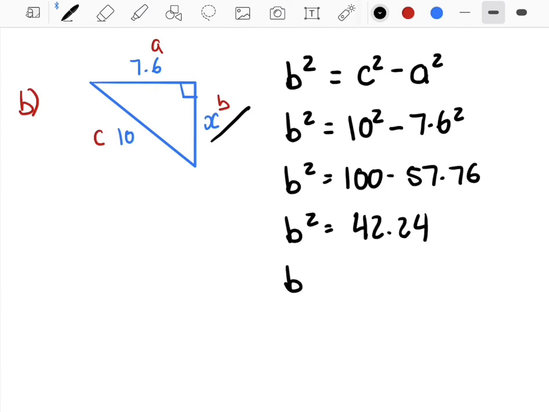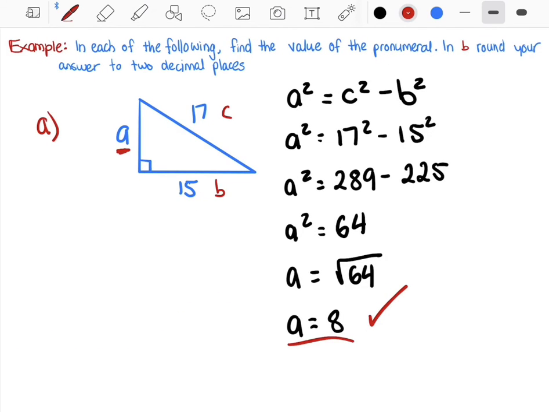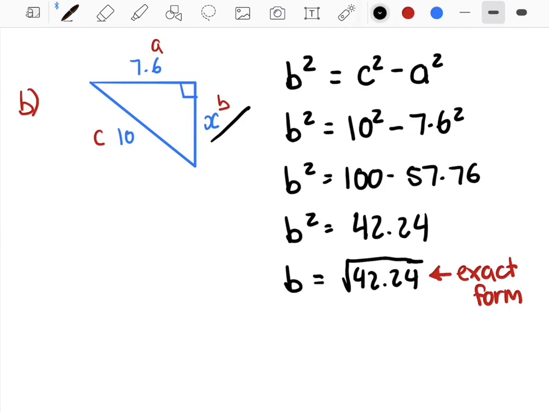The last thing we're going to do now is square root this. So we're going to have B equals the square root of 42.24. I could leave it like this if I wanted it in exact form, but the question asks us to do it in 2 decimal places. So what we'll do now is put this into the calculator. The square root of 42.24 is 6.49923, and it keeps going on.